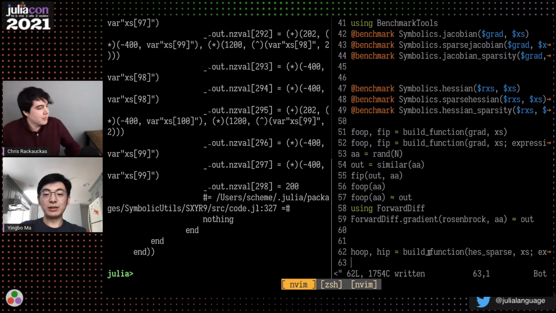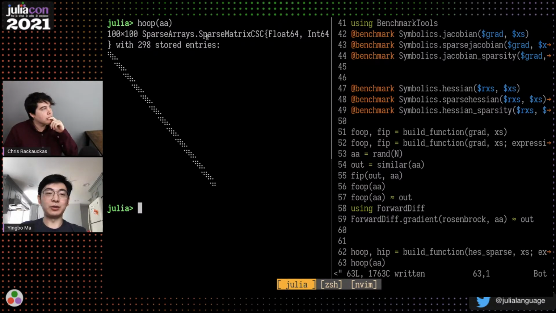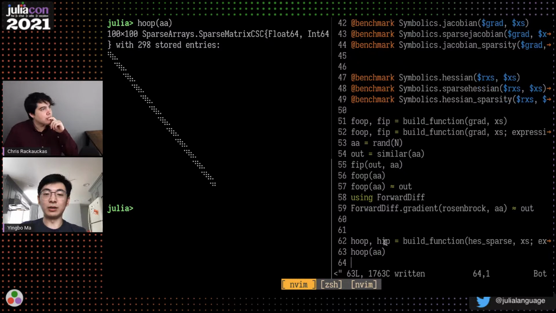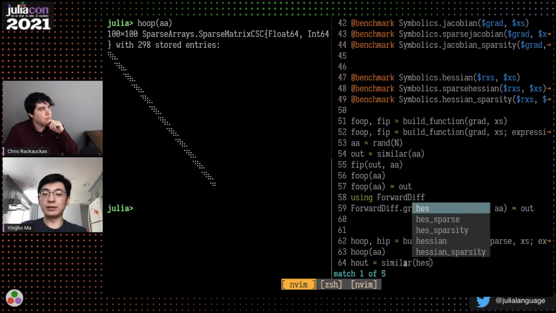Yep. So let's also evaluate the out-of-place function at the point AA. It just gives us a symbolic matrix, and of course we can also do the in-place function. So remember that the in-place function actually assumes the sparsity pattern, right? So we need to actually use a matrix with the same sparsity. So we can use the h-out. We use the similar function to build a matrix that has the same sparsity pattern.